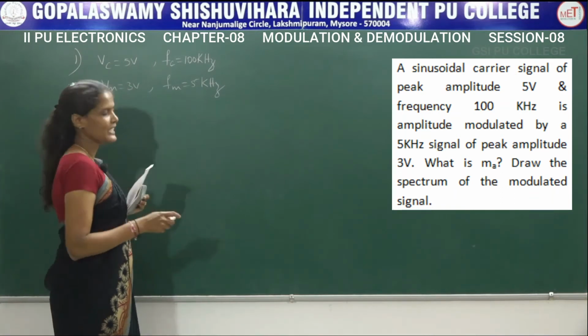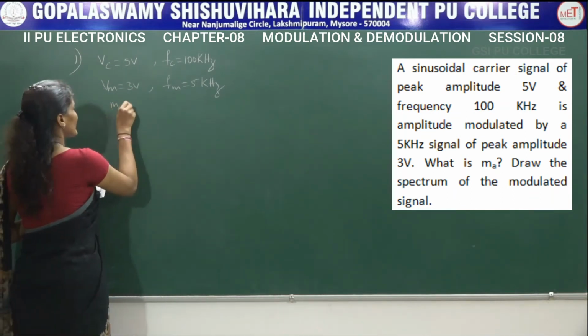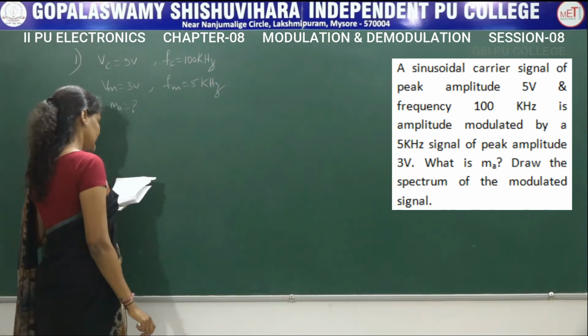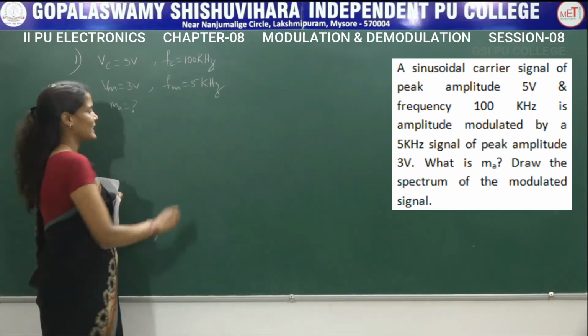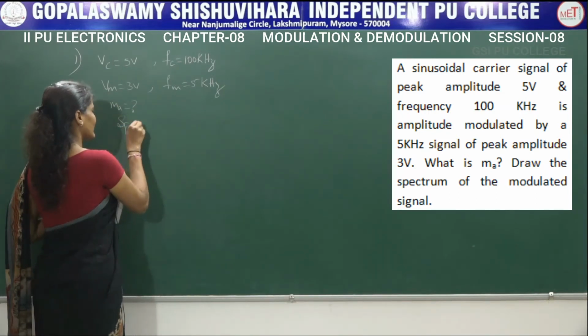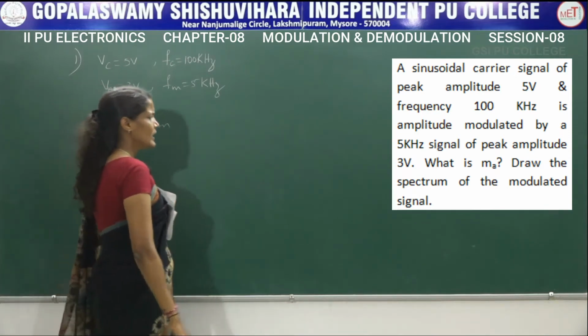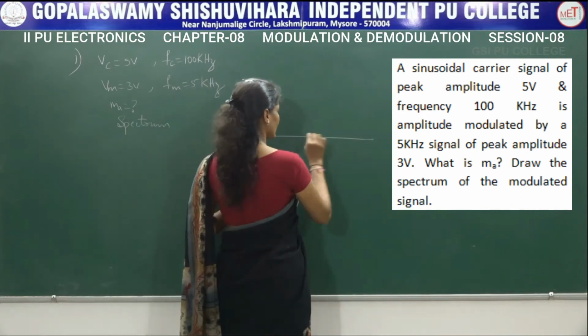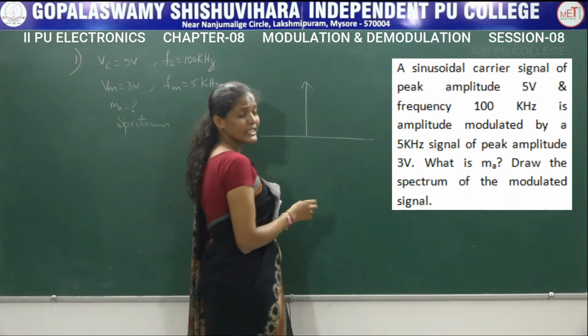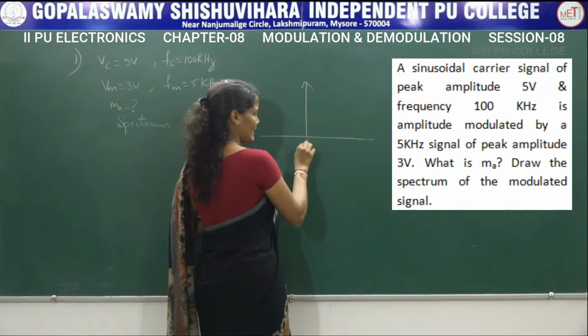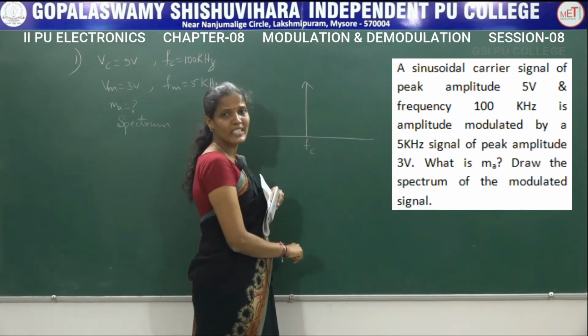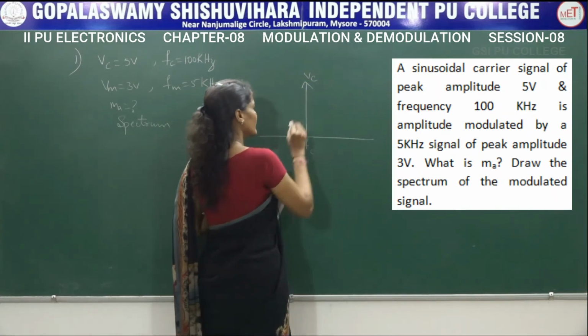What is the modulation index? That is, Ma is equal to how much? And draw the spectrum of the modulated signal. So now we have to draw the spectrum. Clear? Now in order to draw the spectrum, we will have three different components. One is called the carrier component, whose frequency is Fc and amplitude is Vc.